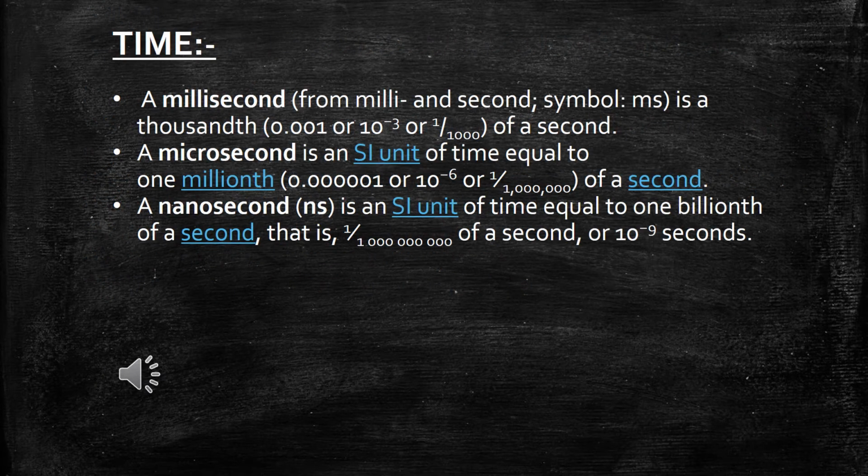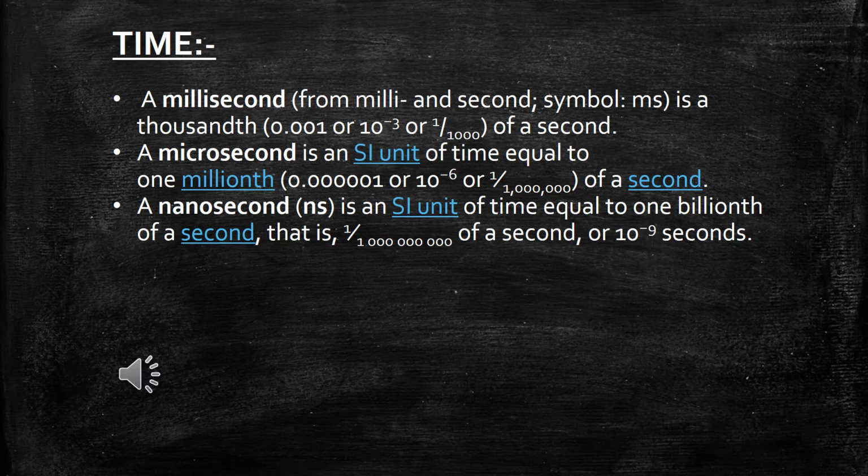Okay, students, now we are going to talk about time, because as we have talked about mass, now it's time to talk about time. So basically time can be measured in millisecond, microsecond, and nanosecond. The millisecond is a thousandth of a second. A microsecond is also an SI unit of time, which is equal to one millionth of a second, and the nanosecond is an SI unit of time, which is equal to one billionth of a second.